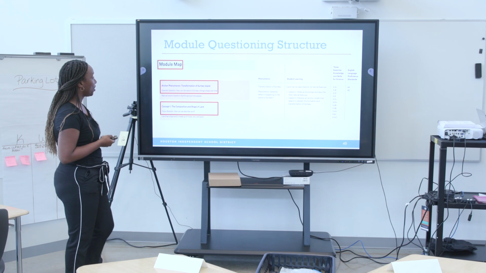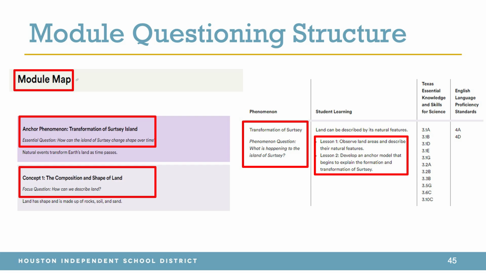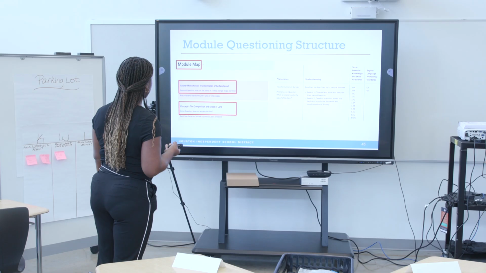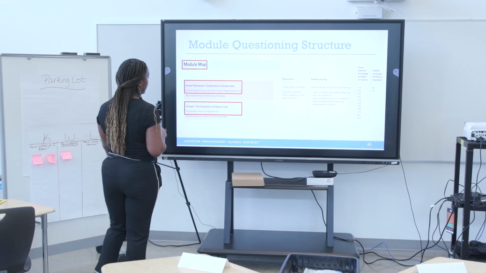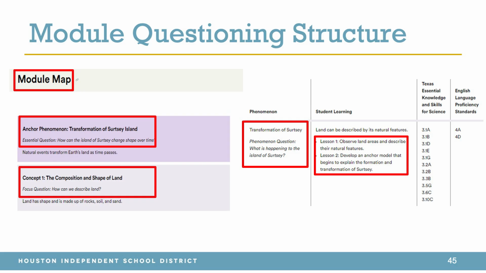Then from there, they're honing in on what the concept 1 is. Remember, there's more than one concept within a module. It typically ranges from 2 to 4 concepts. And then identifying the focus question that correlates with that concept.